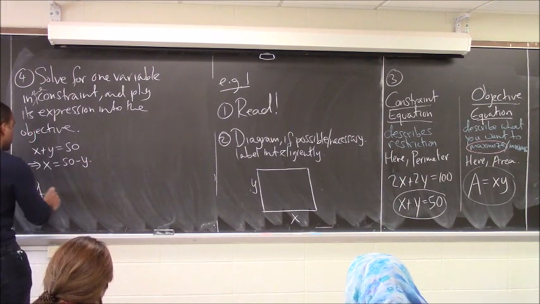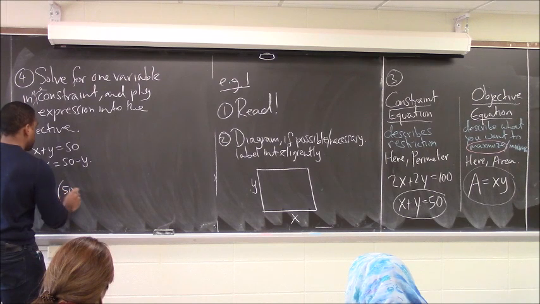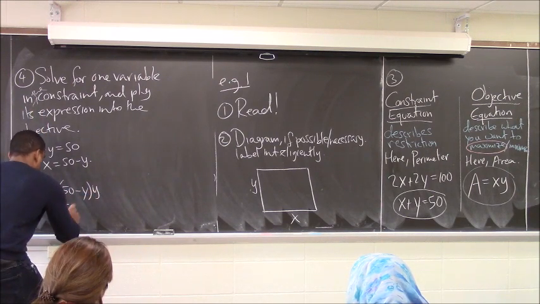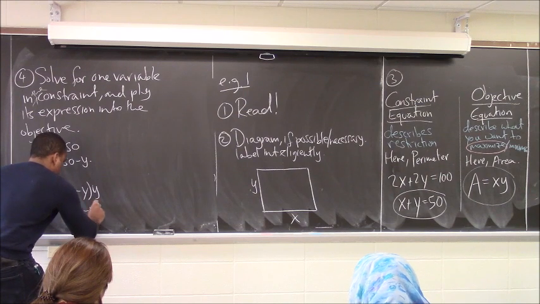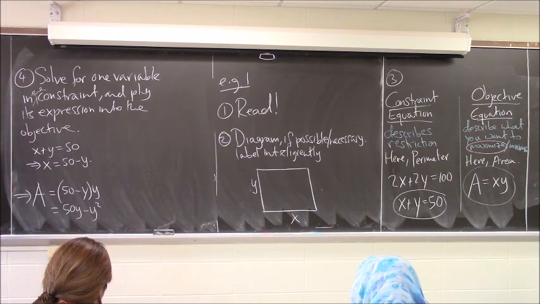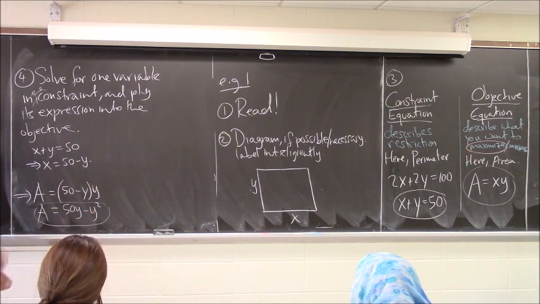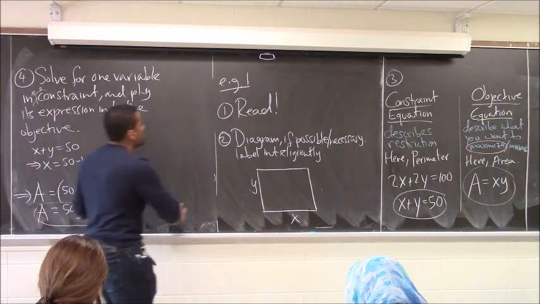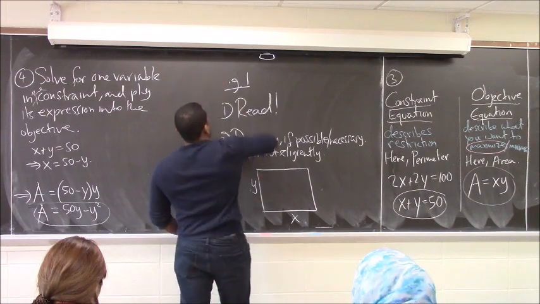So this means your A is going to be 50 minus y times y, or it's going to be 50y minus y squared. So now you have the objective in a single variable, right? And that's the point of step 4. We want to be able to describe this thing that we want to maximize or minimize in terms of a function of a single variable.